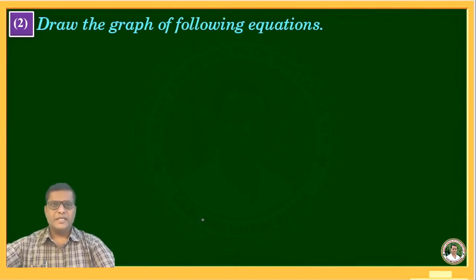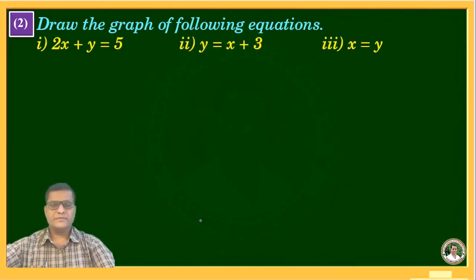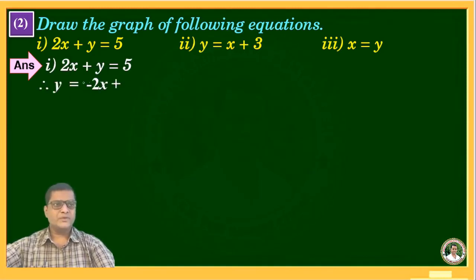The second question is draw the graph of the following equations. The equations are given. First 2x plus y is equal to 5, second y is equal to x plus 3, and third x is equal to y. Here we will take the first equation, that is 2x plus y is equal to 5. Write this equation in the form of y is equal to. Therefore y is equal to minus 2x plus 5.